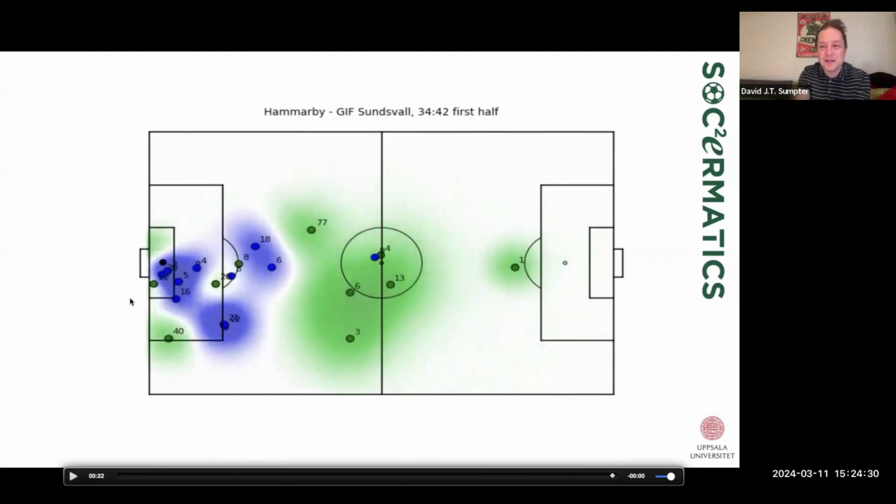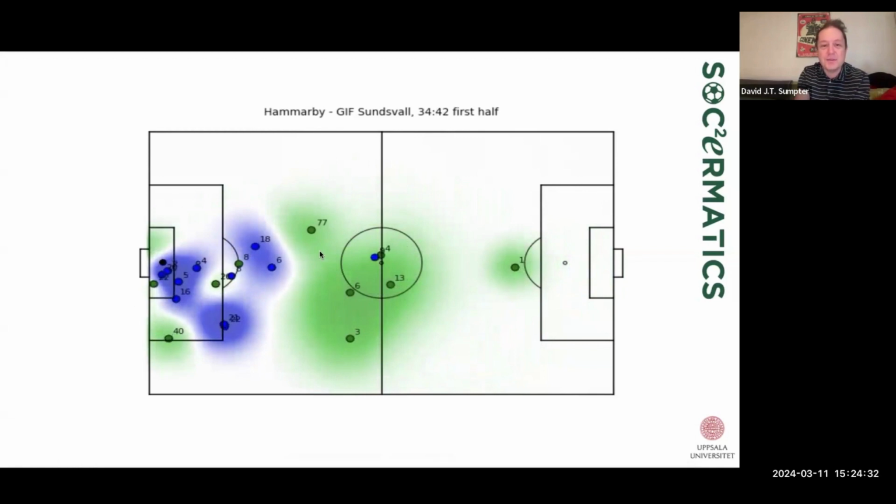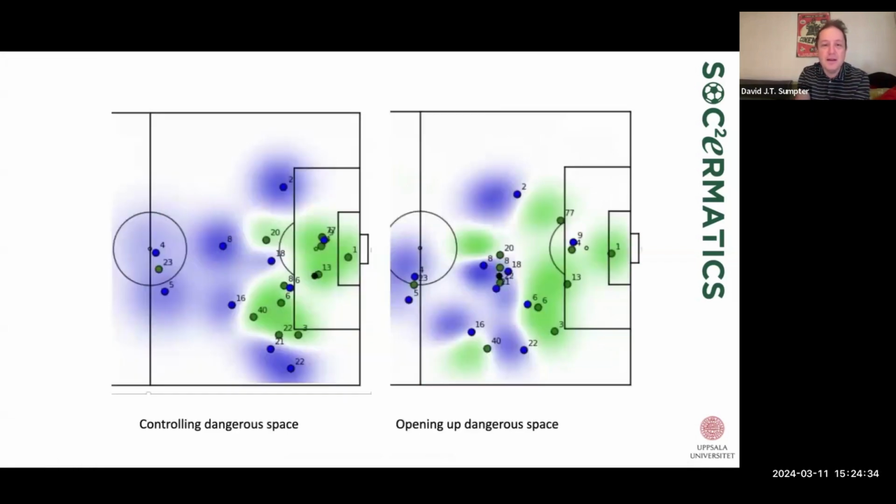Okay, so this is another representation, top down, from this. And then let's just look in detail at the defensive situation. The defensive situation is shown on the left. Notice when player 13 heads away the ball, it's not just that Hammarby, the green team, have control of the box. They also have control of the area outside the box.